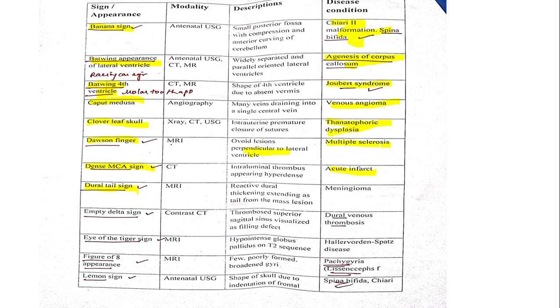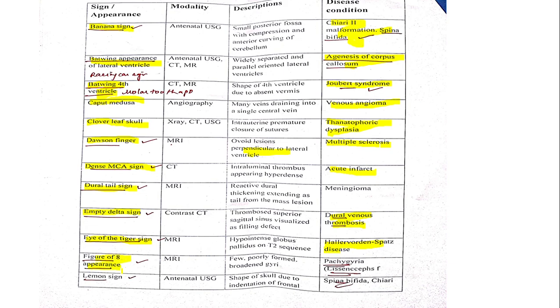Dural tail sign is seen in MRI in meningioma. It is due to reactive dural thickening extending as a tail from the mass lesion. Empty delta sign is seen in dural venous thrombosis. Eye of tiger sign is seen in MRI in Hallervorden-Spatz disease.